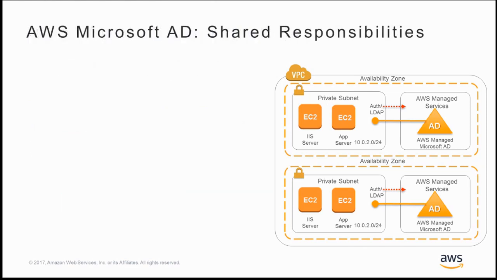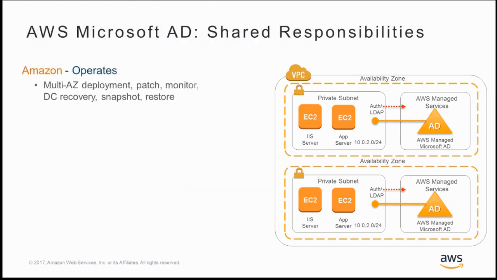Now, there's a shared responsibility for managing the directory. Amazon, as the domain administrator, operates the directory. It handles the multiple availability zone deployment. It does the patching, the monitoring, the DC recovery, snapshots, and restores.